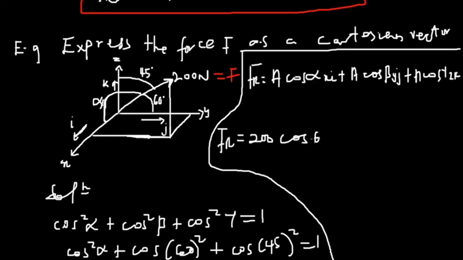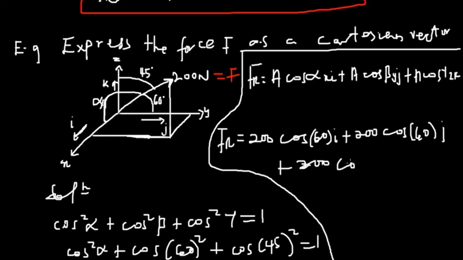Alpha is 60, so 60 i, plus 200 cos of beta. Beta is also 60, j, and then plus 200 cos of gamma. Gamma is 45. So now all we have to do is compute this. All we have to do is punch this on our calculator. Once you punch this on your calculator, 200 cos 60 will give us 100, 100i.